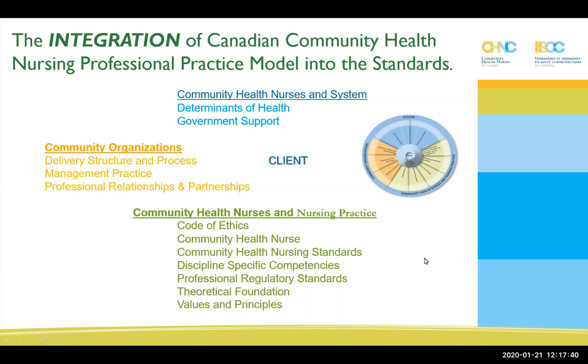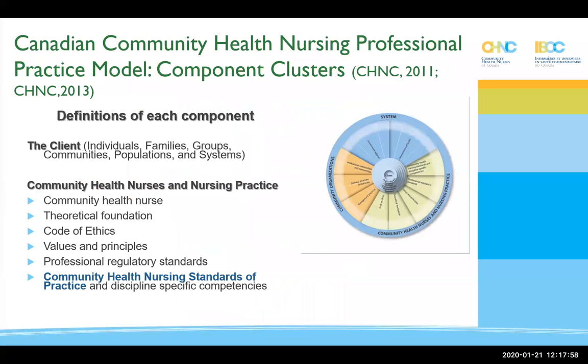So the key components there are the community health nurses and the system, community organizations, community health nurse and nursing practice that support the client and family at the center of all decisions that we do. And looking at the next slide, that gives a little bit more detail about the visual model, including our client, which looks at different families, groups, and individuals, and that the community health nursing practice uses theoretical, evidence-informed practice, professional regulatory standards to inform the work that we do.